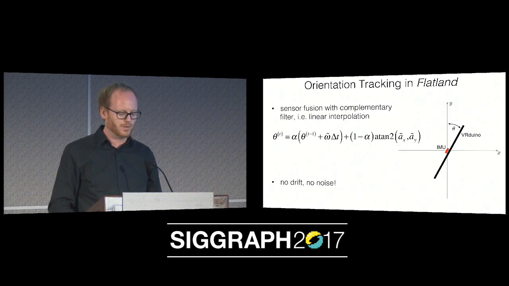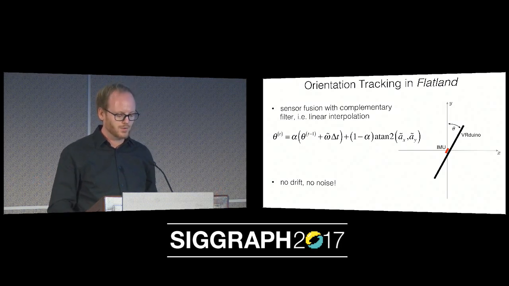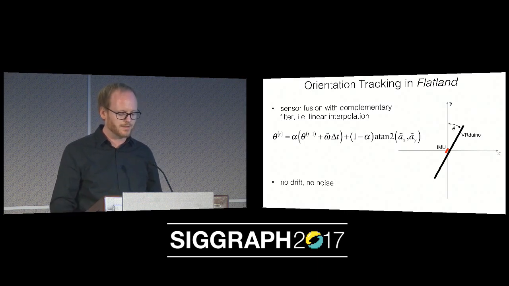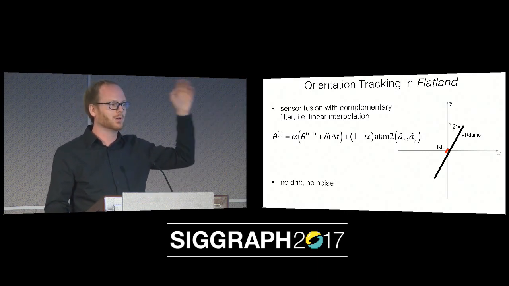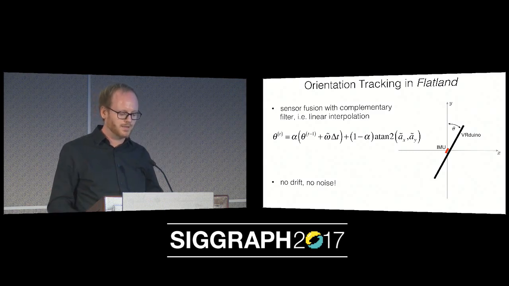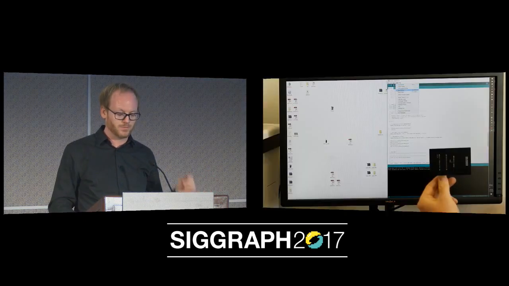And the easiest way of doing that is called a complementary filter. It sounds fancy, but it's really just a linear interpolation between these two values. So our tracked angle theta t will be the integrated gyro measurements plus the estimated rotation angle from the accelerometer, and we're just going to apply a linear interpolation factor alpha with respect to that. And it's as simple as that, gives us no drift and no noise over time. Potentially, a tiny little amount of latency in these measurements.